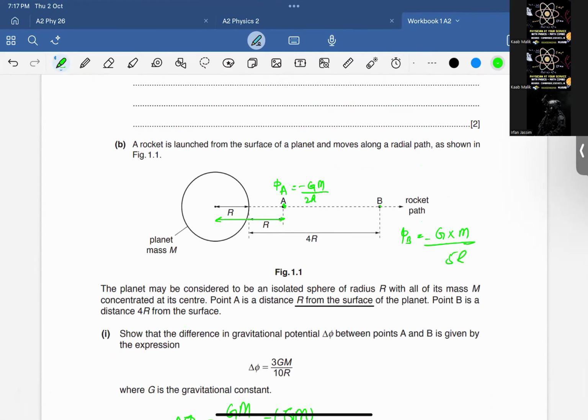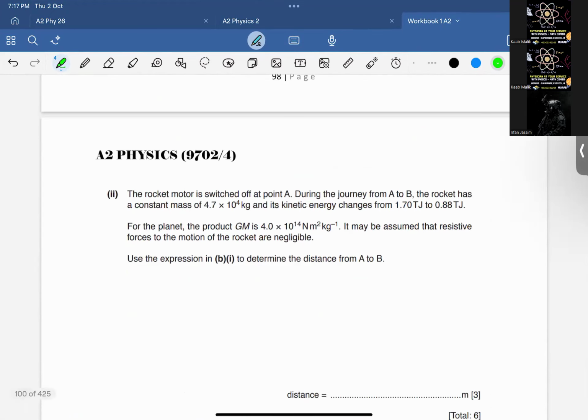From A to B, we can use the law of conservation of energy. The loss in the kinetic energy, because the kinetic energy is decreasing, is basically the gain in the gravitational potential energy, right? Can we say that? Yeah.